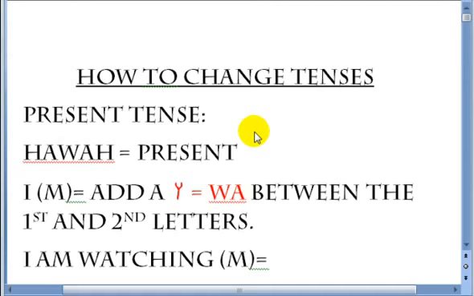This is a little bit more advanced, and I had mentioned I wanted to go through the whole booklet and break it down for you brothers, so that you'll have it, and then I can get back to going through more of the reading of the Hebrew and other stuff. So the first thing is how to change tenses. The first tense we're going to deal with, like I said, is the present tense. The word hawa means present.